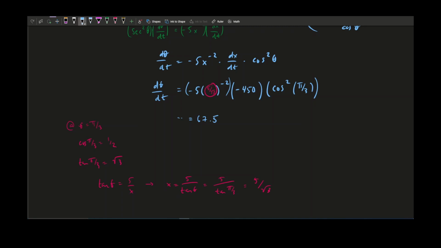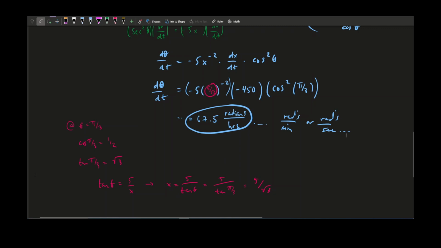And again, what are the units? It's going to carry the units of d theta dt since all of our work was correct. Units of theta are in radians and time is in hours. Okay, so 67.5 radians per hour is the rate at which the camera needs to change. But you can go ahead and convert this to radians per minute or per second just by doing some dimensional analysis, should the problem call for that.